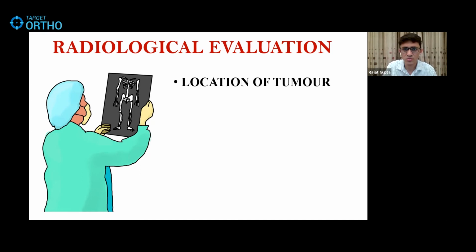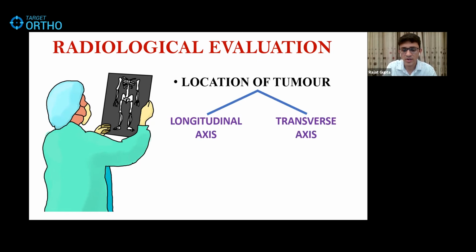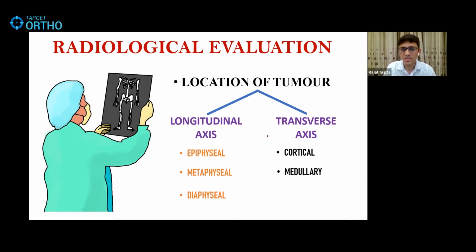Second is the location of the tumor. When we say the location of the tumor, it could be divided into two things: location in the longitudinal axis or location in the transverse axis. What does that mean? In the longitudinal axis, whether the tumor is located in the epiphyseal region, metaphyseal region, or the diaphyseal region, or in the transverse axis, is it cortical or medullary? This is very important, because we all think about the epiphyseal, metaphyseal, and diaphyseal, but we never tend to think about the cortical or the medullary, whether the lesion is in the cortex or in the medulla.